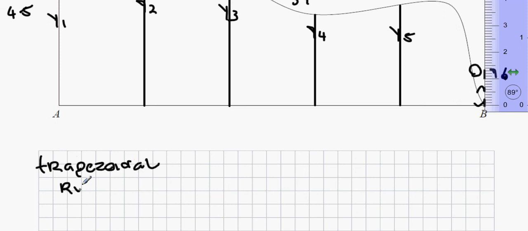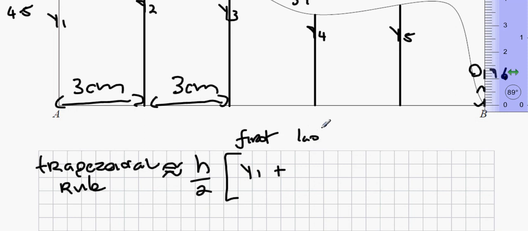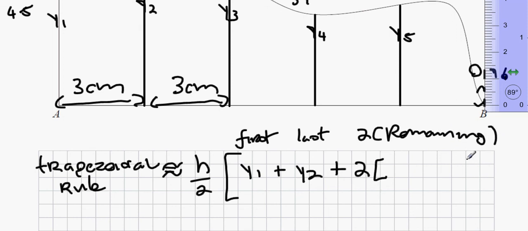So the trapezoidal rule roughly equals, and see this sign roughly equals, this means that it's an estimate. And h over 2, where h is the gap between each line. And what h is for this question is 3 centimeters. And then in brackets, it's first plus last, plus 2 times the remaining. So 2 times everything else. Okay, so we're just going to put in our numbers now.